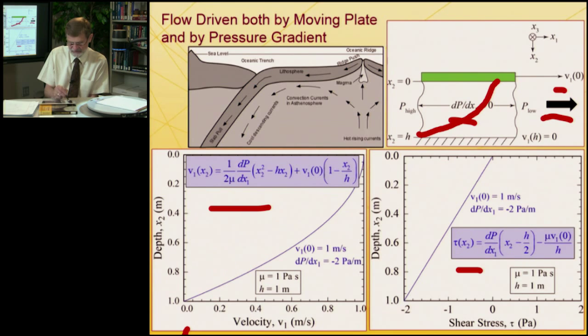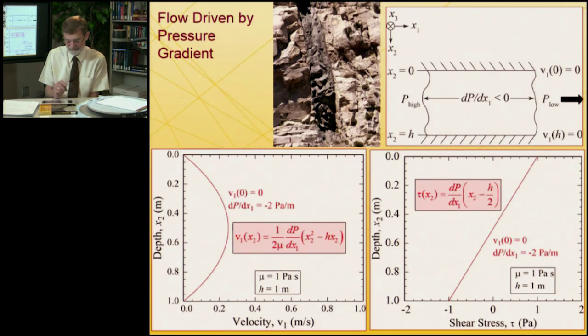And I can draw the shear stress profile in the same way, cutting through the plate. And it's shown here in the lower right-hand corner that I go from a shear stress of -2 pascals to 2 pascals at the top of the plate, given the pressure gradient of 2 pascals per meter. Okay, so that's the general case, but it's really more interesting in a sense to look at the specific cases.